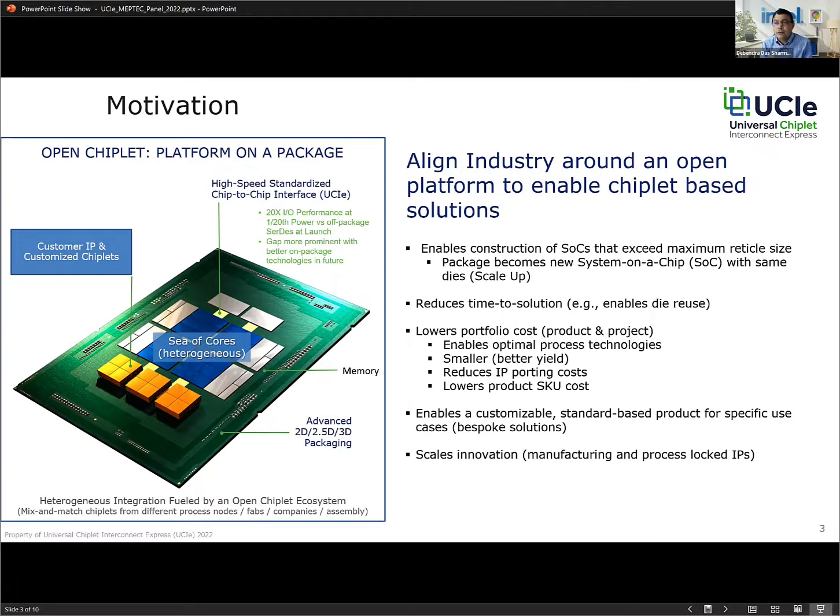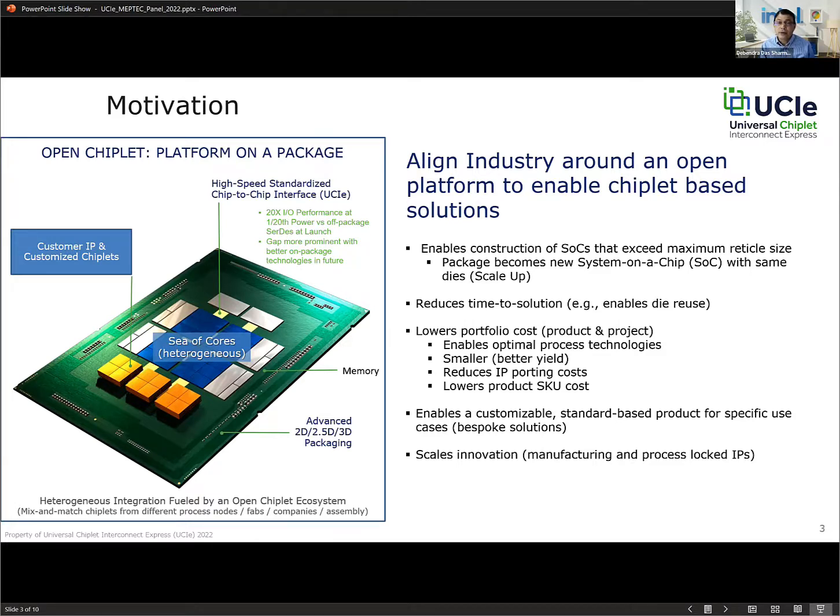And of course, in addition to the scale up usage model, you're going to get reduced time to market. It will lower your portfolio cost because you can have optimal process technology for the right functionality. Smaller dies yield better. As we'll see next, IP porting costs are exploding, in the sense that if you take the same IP from one process node to another, all the cost of having to validate it and port it, those costs are going up. And overall, it reduces the SKU cost.